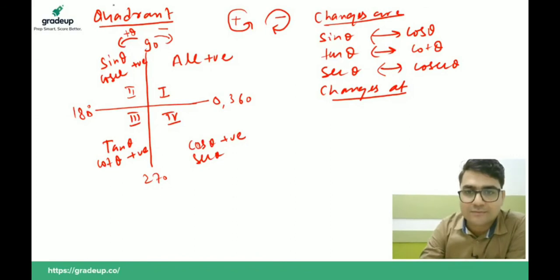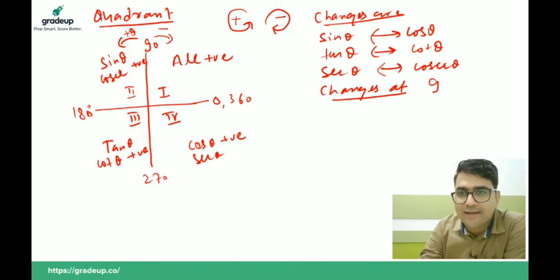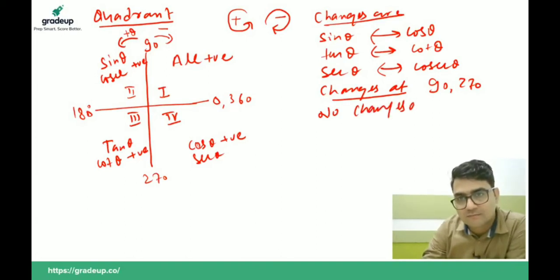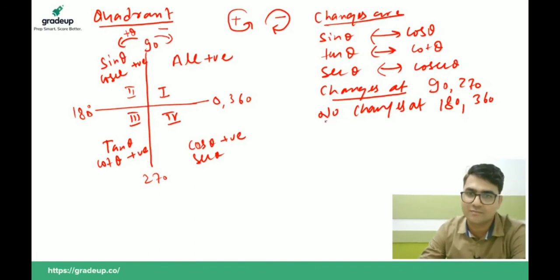What are the changes? Always, the trigonometric ratio changes at 90 degree and 270 degree, that is at the y axis, and no changes at 180 degree and 360 degree.